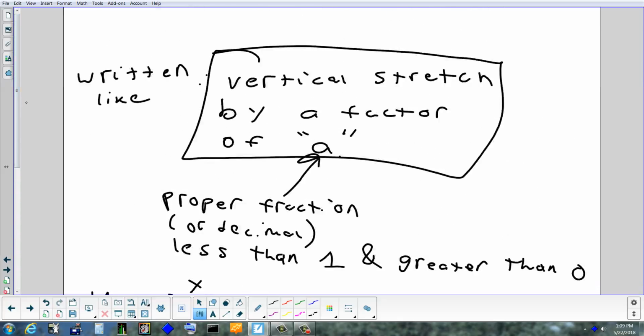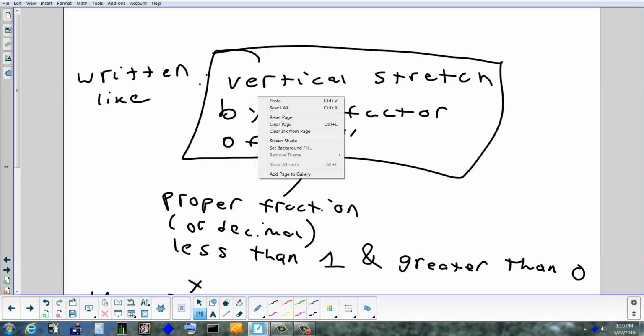How would you describe the 1/2? Less than 1. You have to stretch it, but it's not really stretching it. It's still written the same way. So what would you write on the test as your answer? It's being compressed by 1/2. Don't say compressed. That's not what it says to write. Stretched by a factor of 1/2.